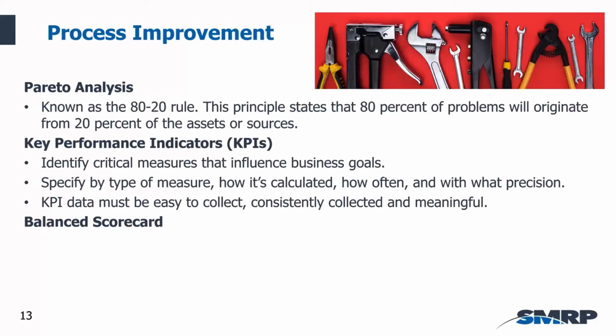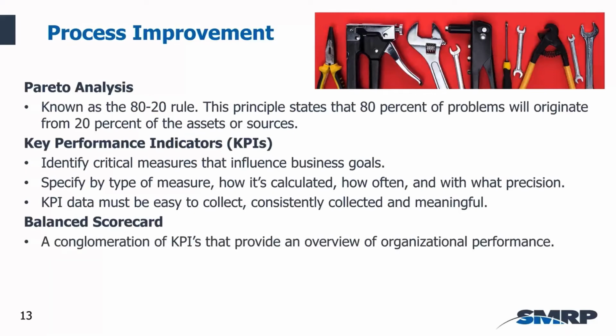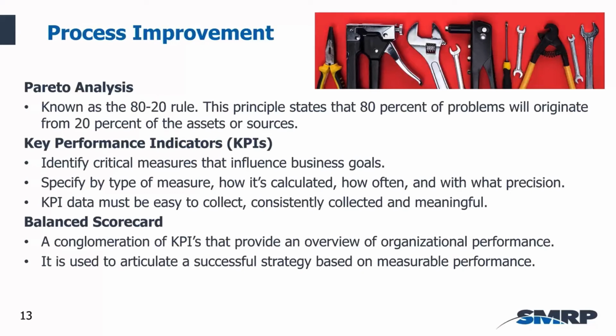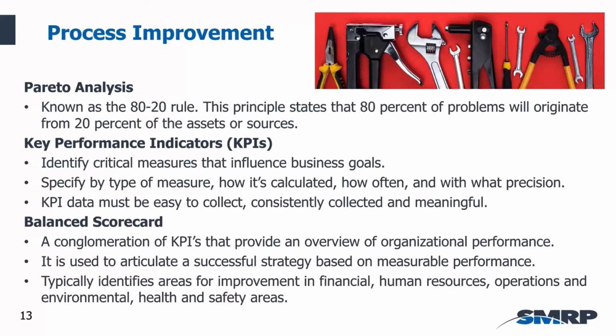Here's another thing called a balanced scorecard. This is basically a conglomeration of KPIs that provide an overview of organizational performance. It's used to articulate a successful strategy based on measurable performance, and typically it uses financial, human resources, operations, and environmental health and safety areas as that conglomeration of KPIs.